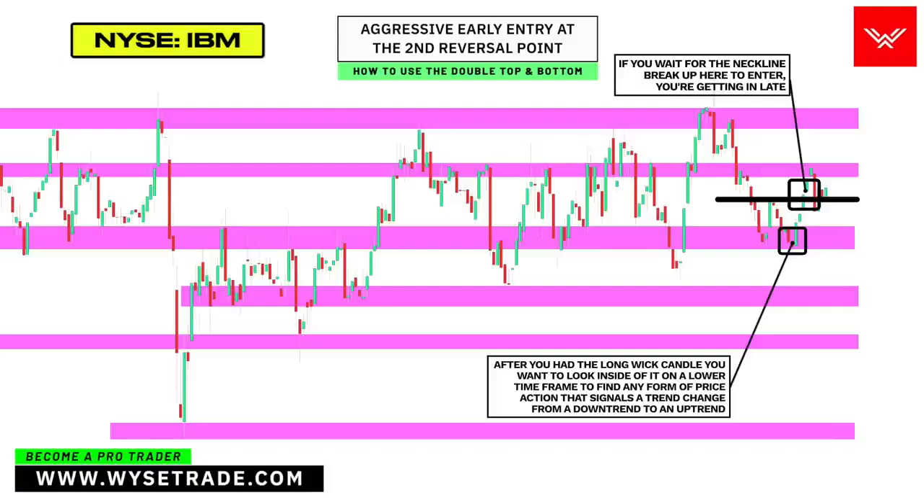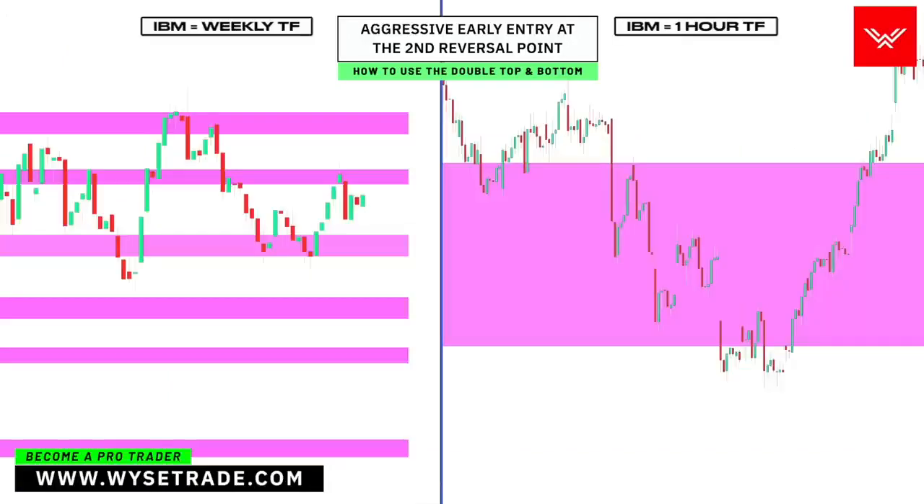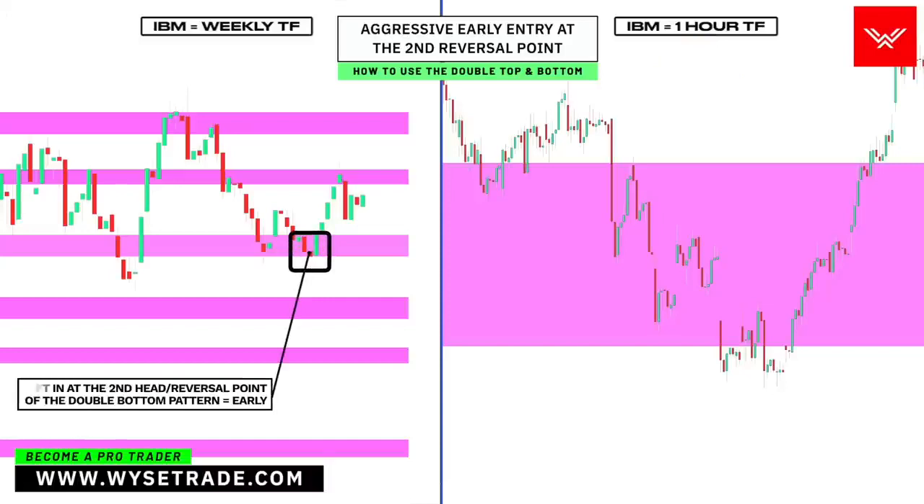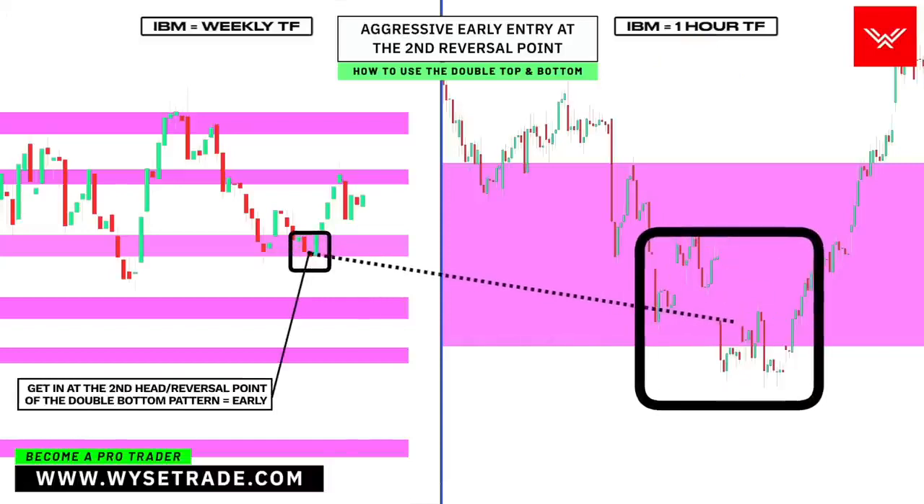So let's pull up the 1 hour time frame and put it beside this one. On the left is the IBM weekly time frame we just looked at, and on the right is the IBM 1 hour time frame. This area here, being the second head of the double bottom pattern, is this same area here.